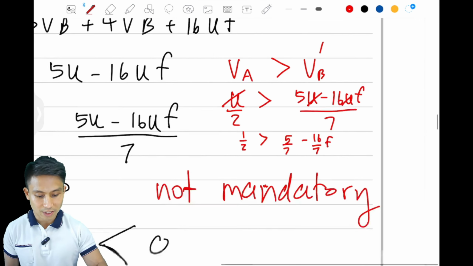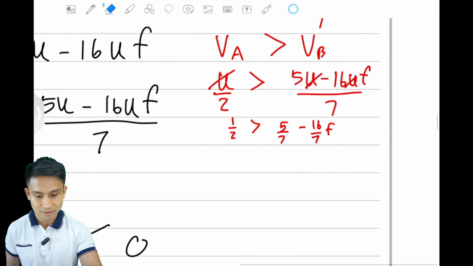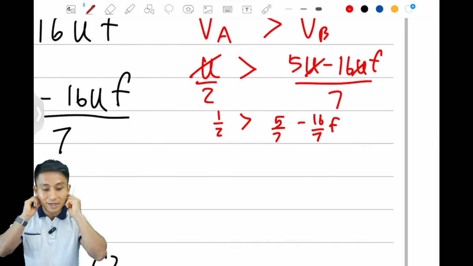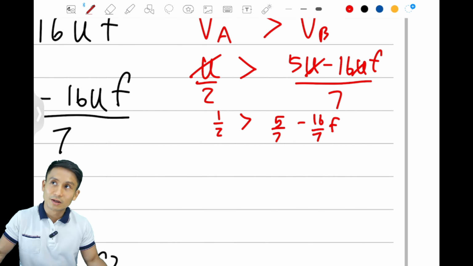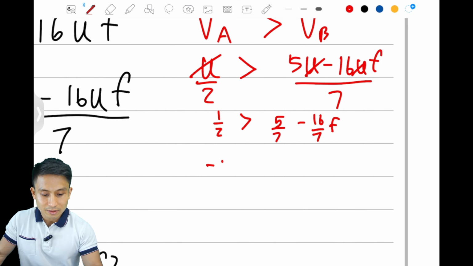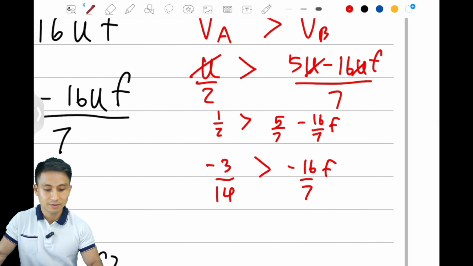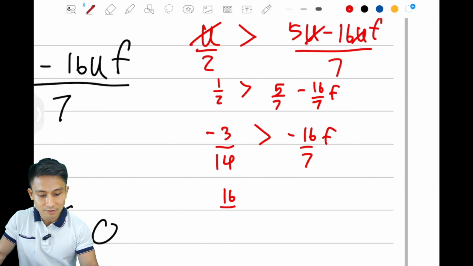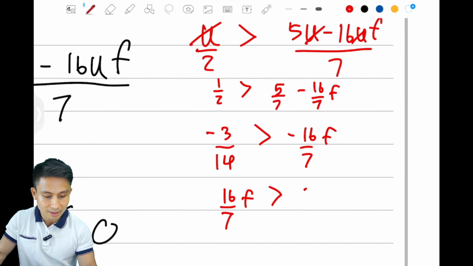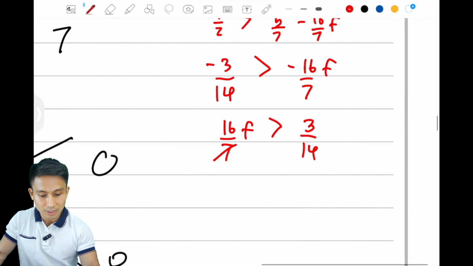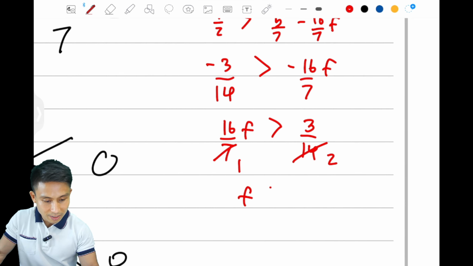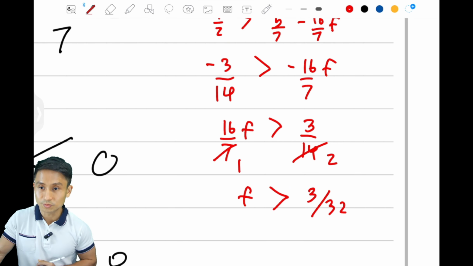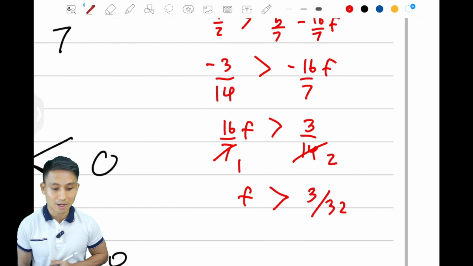And if you solve that inequality, let's just delete this thing first. You're going to have 1 over 2 minus 5 over 7, so that's 7 minus 10, so minus 3 over 14 greater than minus 16 over 7f. So if we swap the sides, we have 16 over 7f greater than 3 over 14, and we cancel this. This is 1, this is 2. So basically f has to just be greater than 3 over 32. Yeah, if you multiply that out.